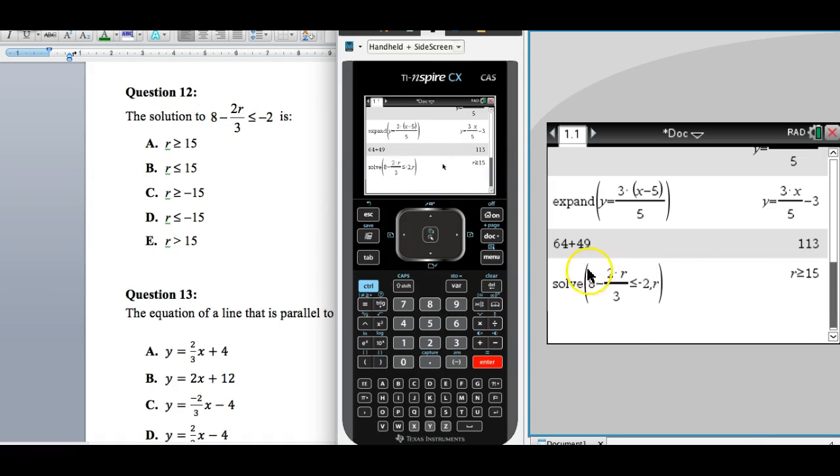So easy to do on your calculator. Always just check that it's come out right. If you did that by hand, you may have forgotten to switch the inequality sign. So the good thing about having your calculator is you can type it in and it'll switch it for you.